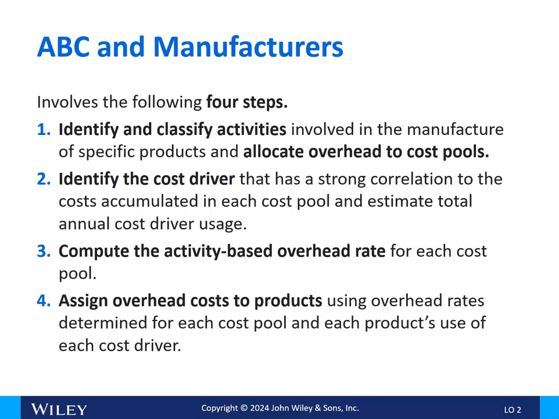So now we'll look at how we apply ABC to manufacturing. 4 steps again: we're going to identify and classify activities and allocate overhead to cost pools. We're going to identify the cost driver that has a strong correlation to the cost accumulated. We'll compute the activity-based overhead rate for each cost pool, and then assign overhead using that rate based on the product's use of each cost driver, and that's how we get overhead to the products.